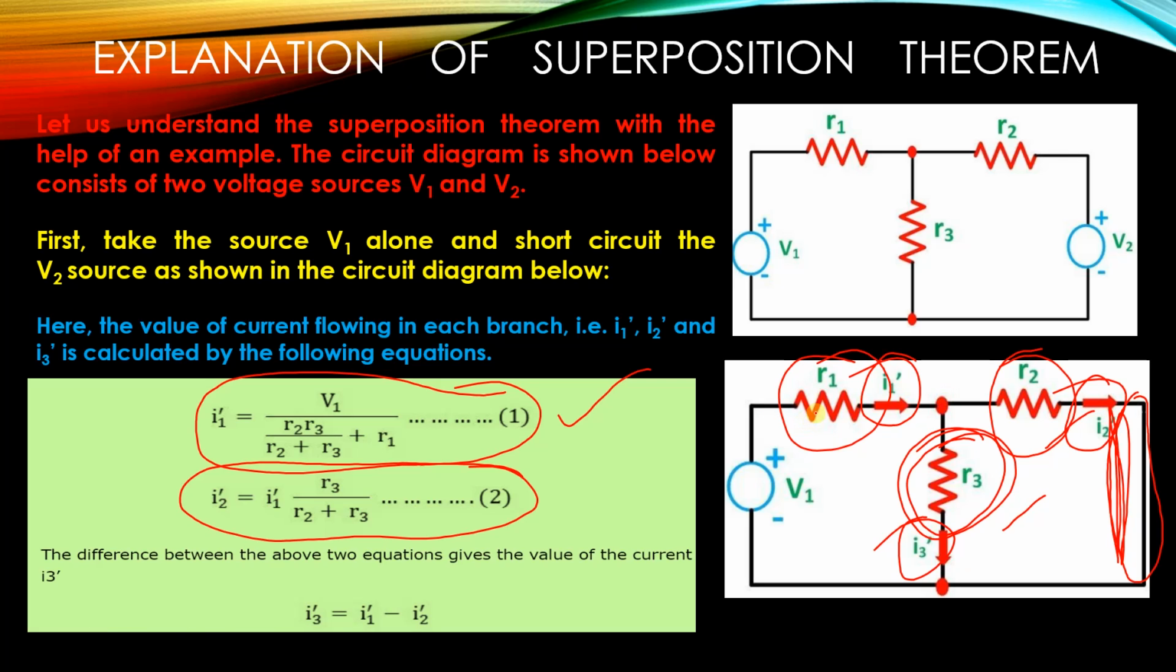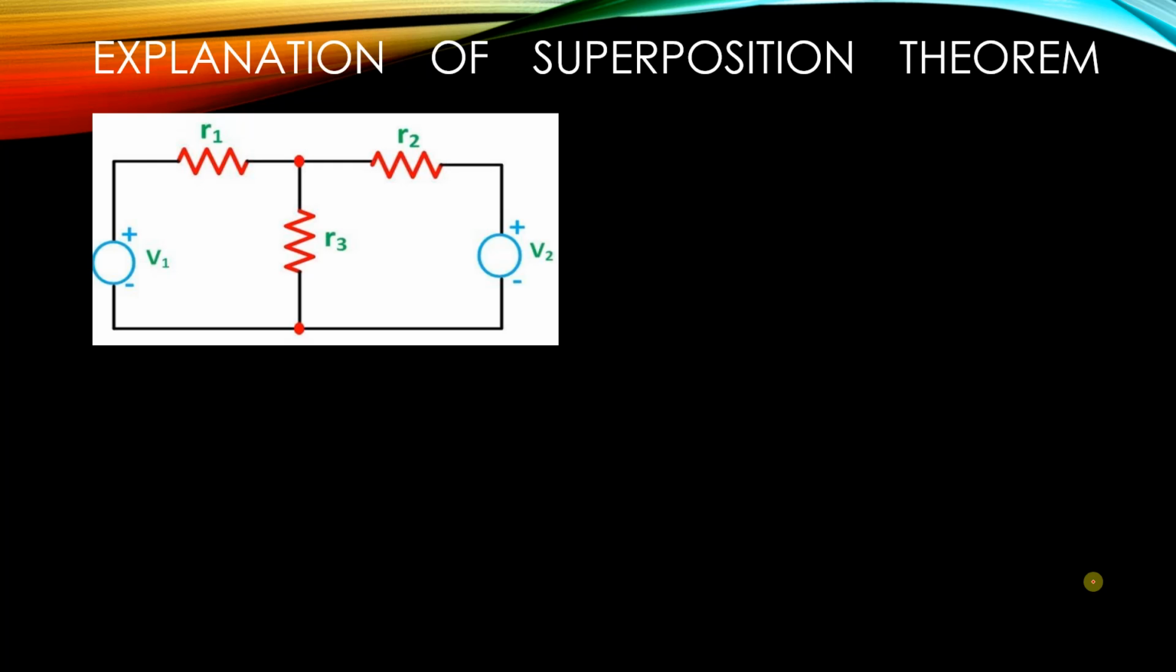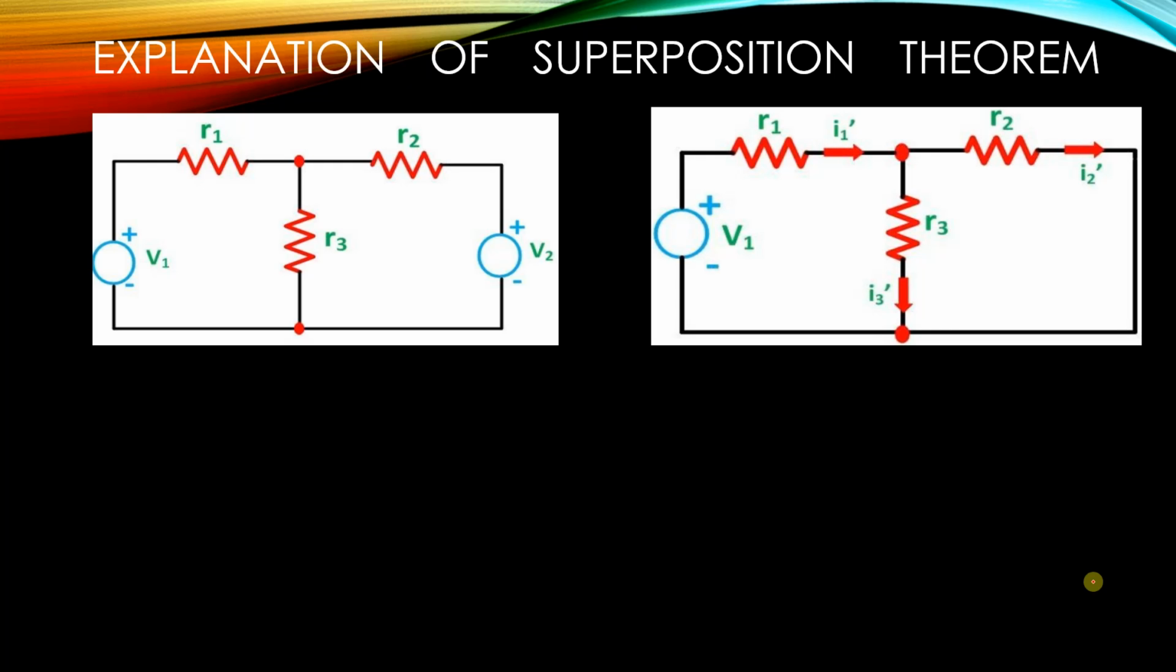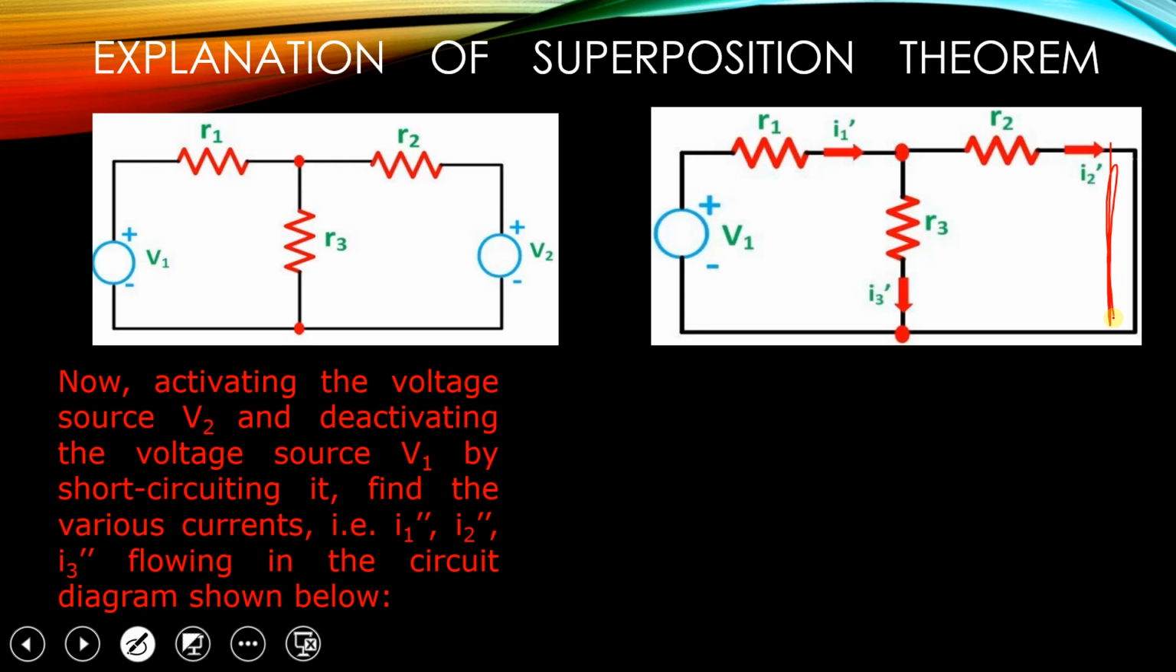The difference between I1 dash and I2 dash is I3 dash. So I3 dash is equal to I1 dash minus I2 dash. This is how we find the three currents when we consider the applied voltage V1 only and short circuit the other voltage. This is the main diagram in which we have the two voltage sources. This is the second diagram when we are considering the V1 voltage source and we short circuit the voltage source V2. Now activating the voltage source V2 and deactivating the voltage source V1 by short circuiting it.